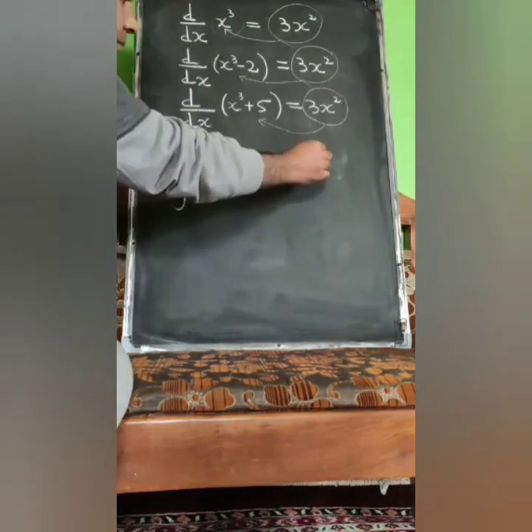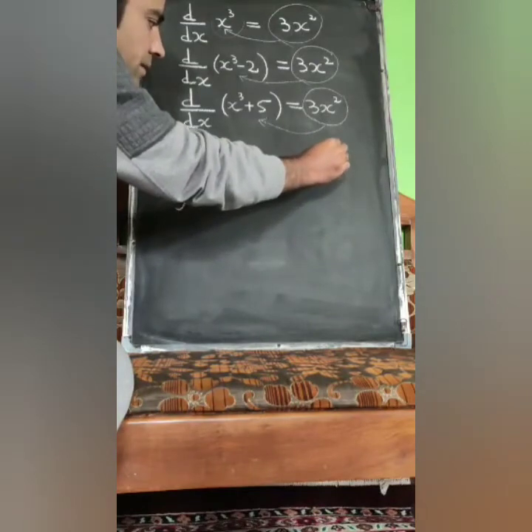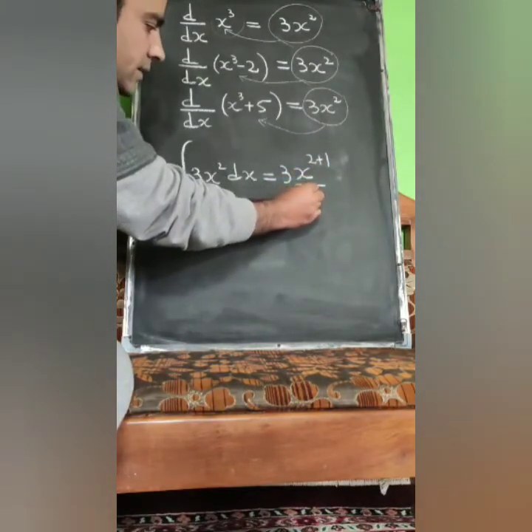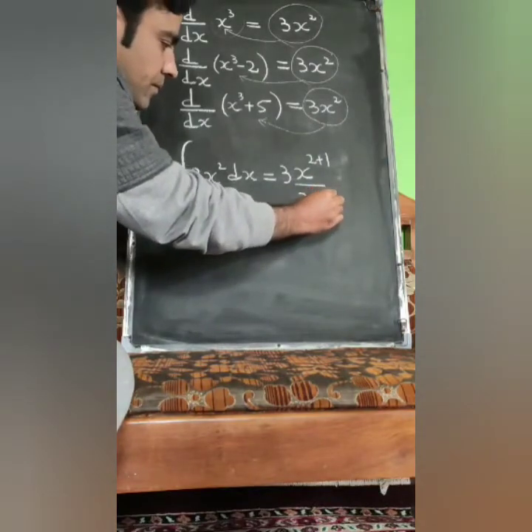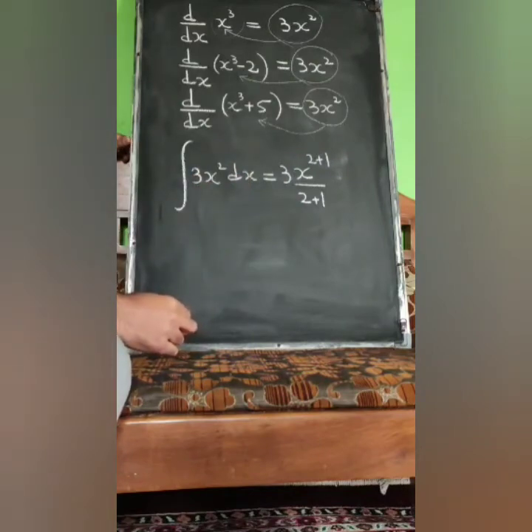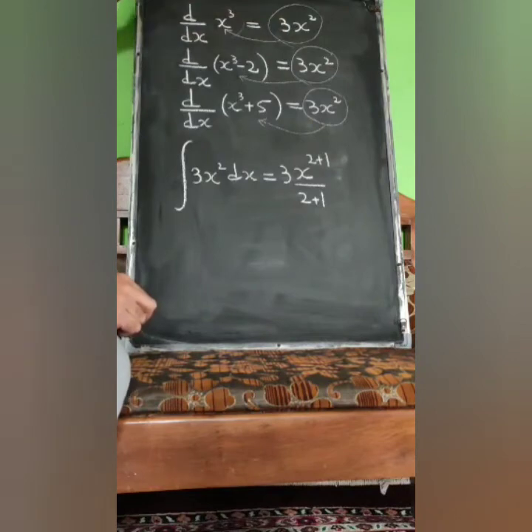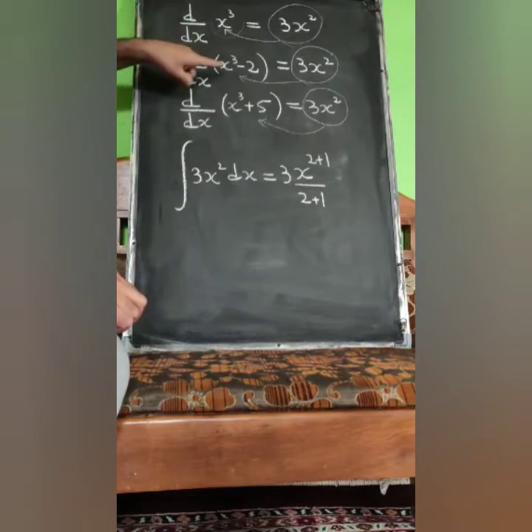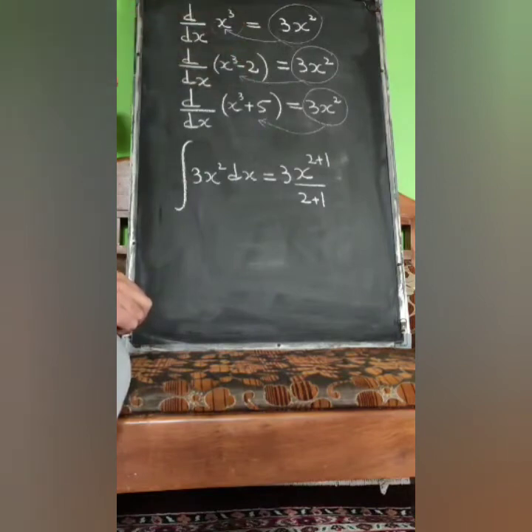x raised power exponent plus 1 divided by the resulting exponent, that is equal to x cube. But from above we have learned that antiderivative of 3x square can be equal to x cube. It can be x cube minus 2. It can also be x cube plus 5, or in general it can be x cube plus some constant.